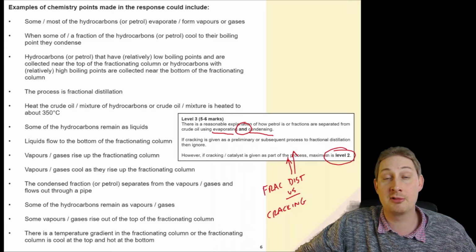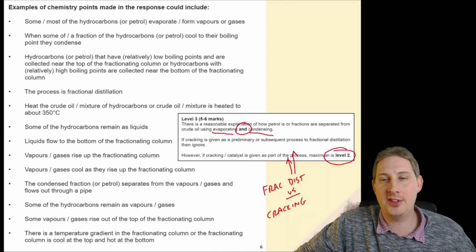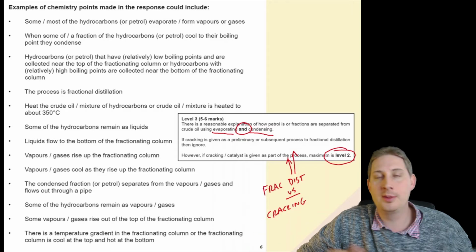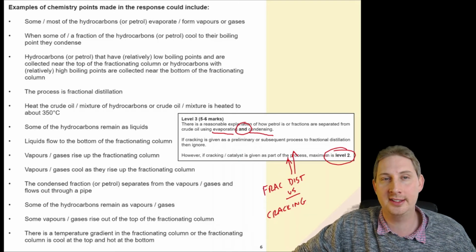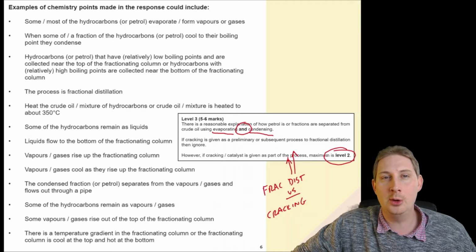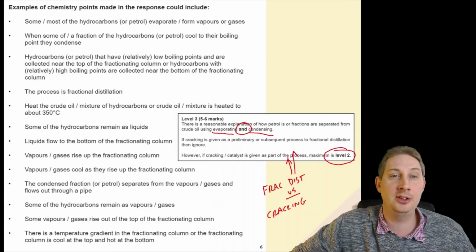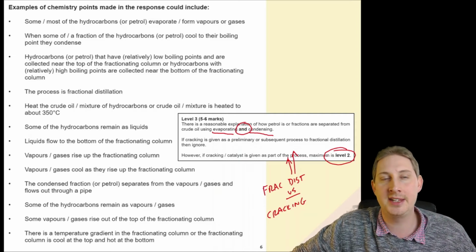So if you talked about breaking bonds, or you talked about using a catalyst, any of those things that are associated with cracking, you are limited. You must make sure you know the difference between fractional distillation and cracking. So any of these points would count towards your total. It's not as simple as saying that you need 6 of these points to get 6 marks.